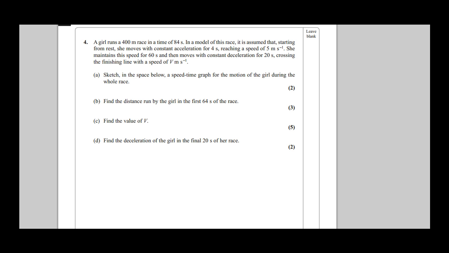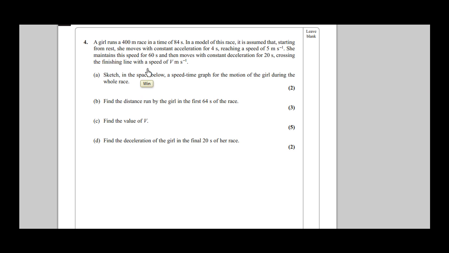Okay, so I'm going to start by writing the information. So the total S is 400 meters and the total time is 84 seconds. In a model of this race, it is assumed that starting from rest, she moves with a constant acceleration for 4 seconds, reaching a speed of 5 meters per second.